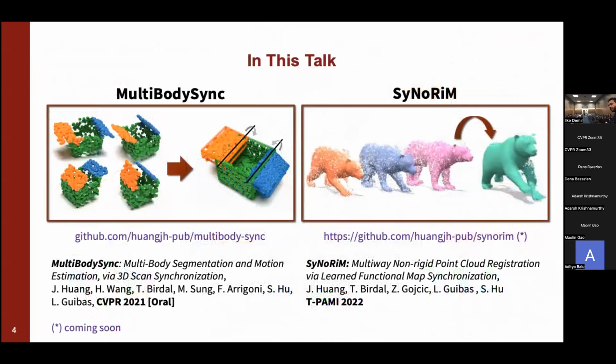And as I said, I will present two works. One of them is MultiBodySync, which does understanding over multiple point clouds where the point cloud is undergoing articulations, or there are multiple objects which are changing places. The other is SyNoRim, which is an extension to the non-rigid case. I will hopefully cover both if time allows.